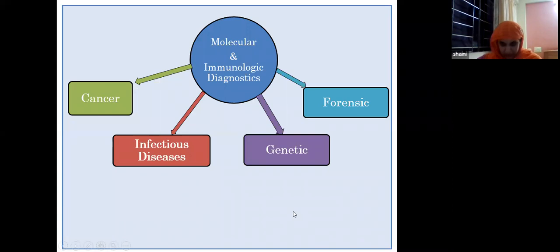Okay. So these are the various levels of lab techniques that are in use. What are the various areas in which lab diagnosis is used? One, cancer. In malignancies, molecular techniques are used for the diagnosis to identify the basic cell which is involved. It is used for the treatment.